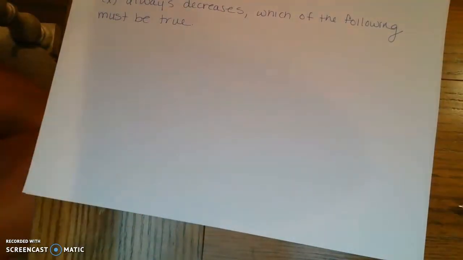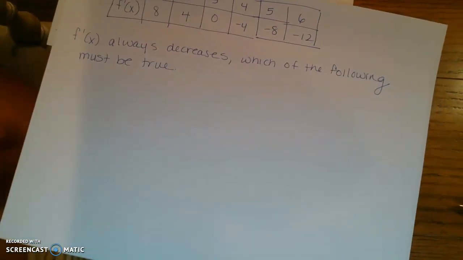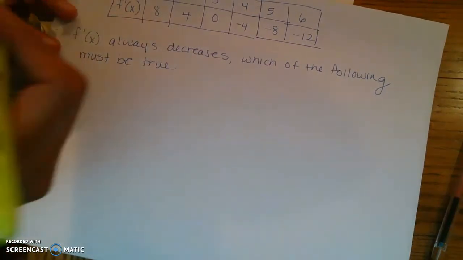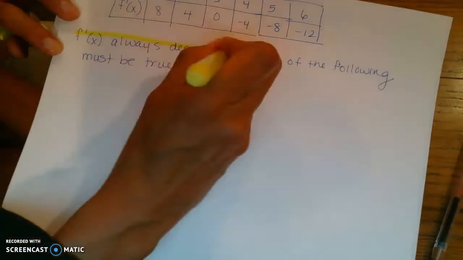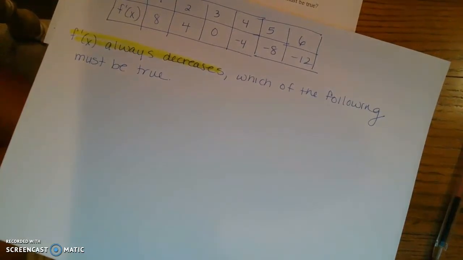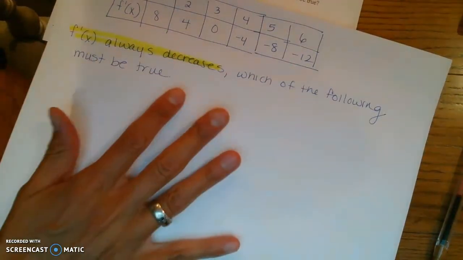All right, number 6. If you're looking at this, they gave you this box, they gave you information on top. I want you to always read everything. I just wrote down the important information. They're telling me f prime is always decreasing. There's a couple of things that can come from that, but I know that means f prime is decreasing. Which of the following must be true?